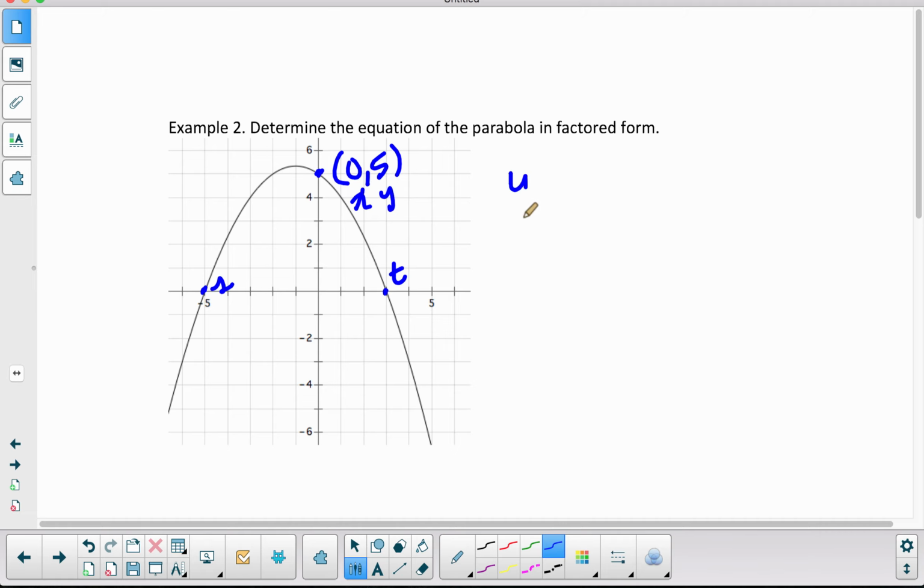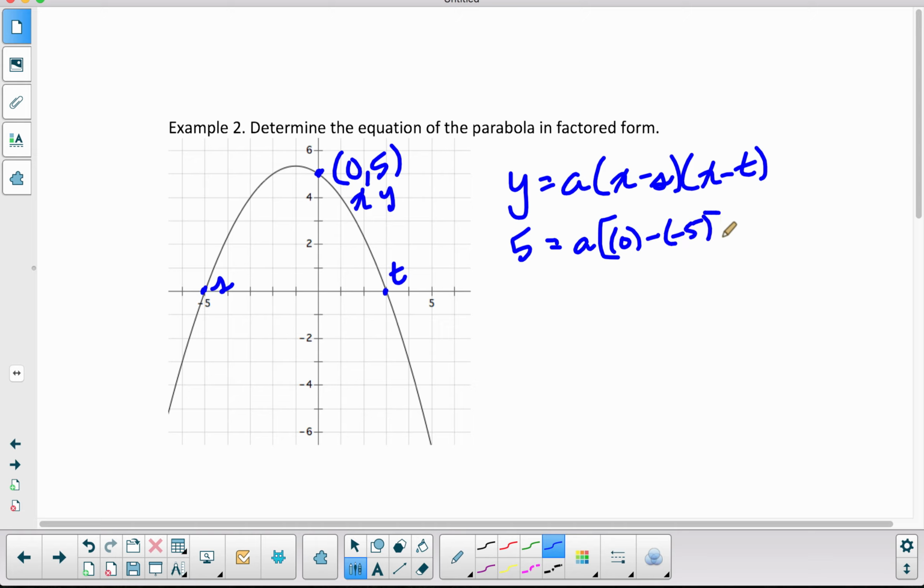Okay, here we go. Our general form is y equals a times (x minus s) times (x minus t). Sub in our x and y. Here we go. y is 5. Our a value is what we're trying to find. Our x value is 0, minus s is -5. x value is 0. Our t value is 3.